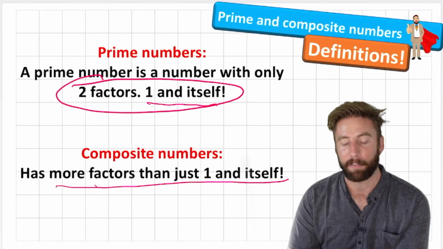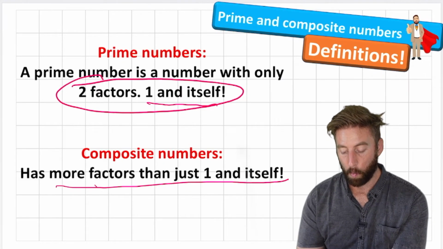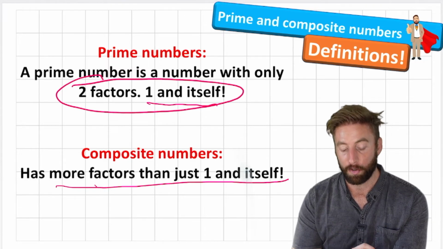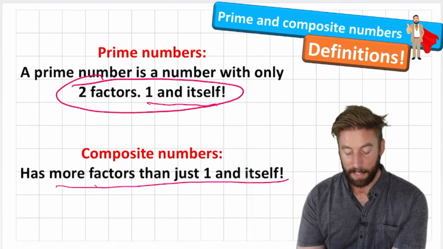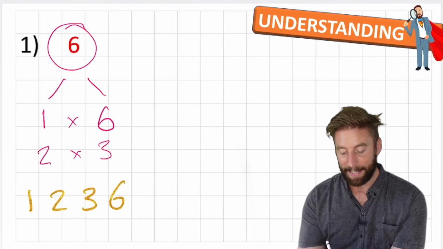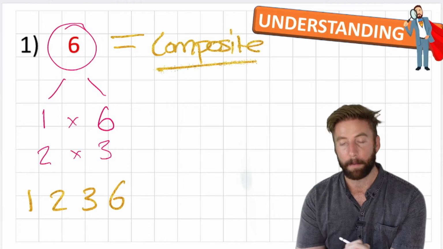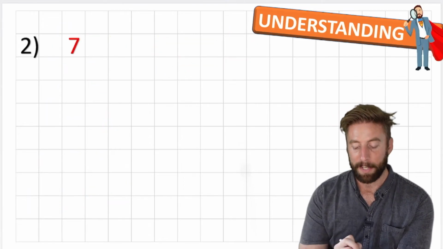Now let's look back at our definition. 2 factors, 1 and itself, means it's a prime number, and more than just those 2 factors means it's a composite. So the number 6 is a composite number. Okay, let's have a look at the next one, number 7.